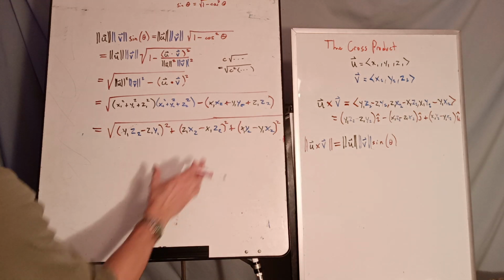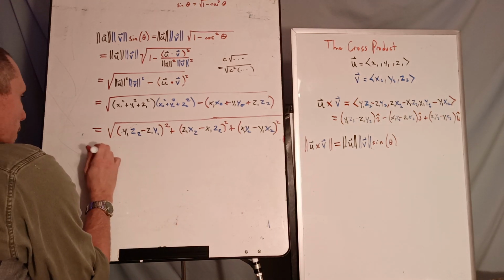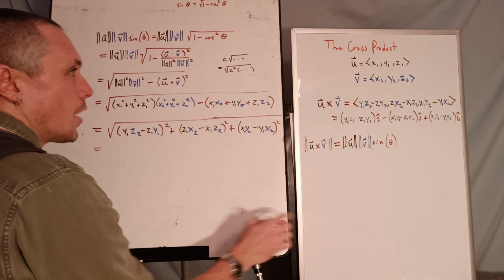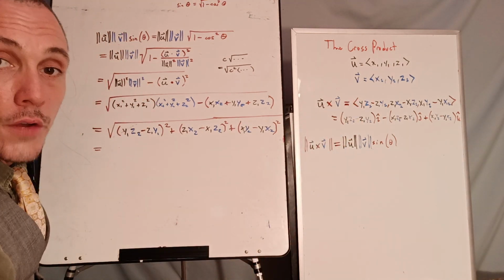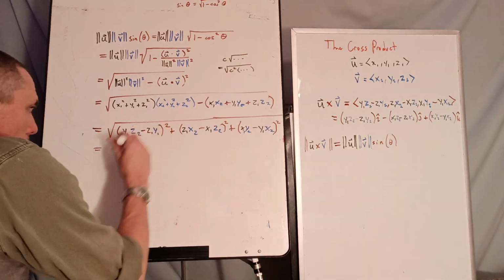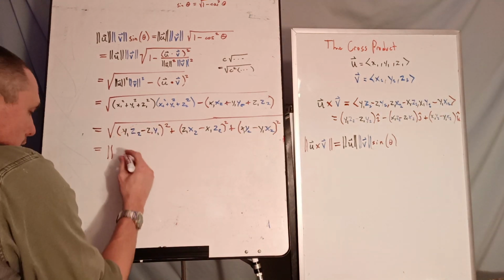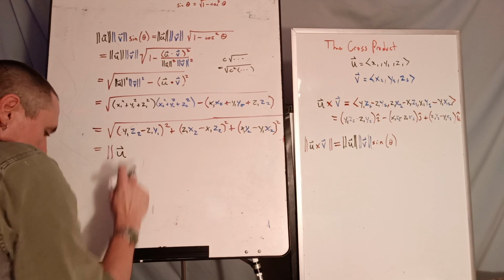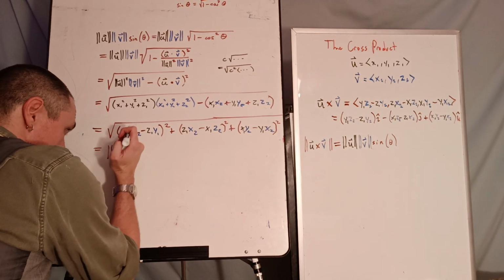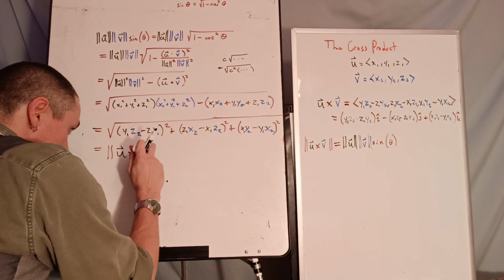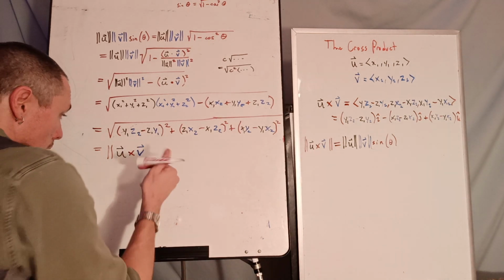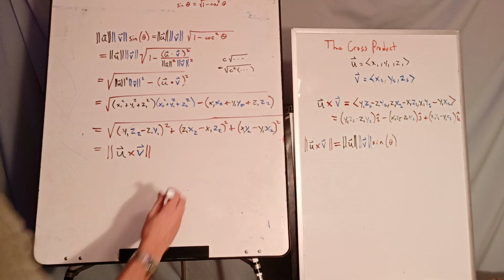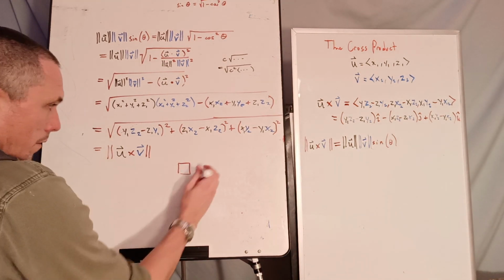So when all the dust settles, we get it. And what is the square root of the square of these things? Well, these are the components of u cross v. So the square root of the sum of those squares is the magnitude of u cross v. QED.